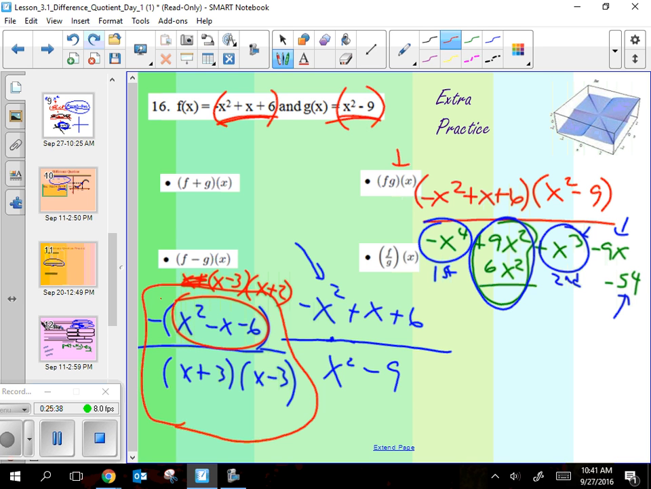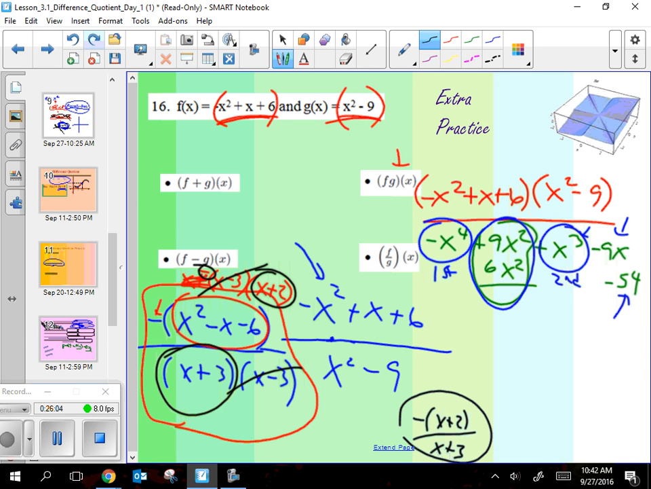This negative in the front, I'm going to put right here. So now I can cancel the x minus 3's, and my final answer is negative of x plus 2 all over x plus 3. And you can distribute that negative out if you want to.